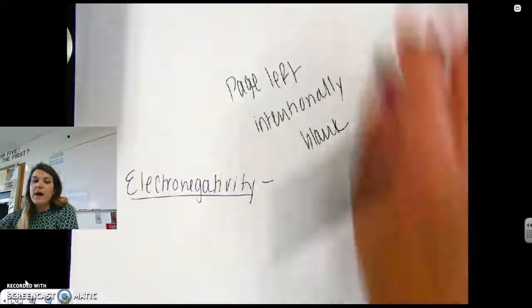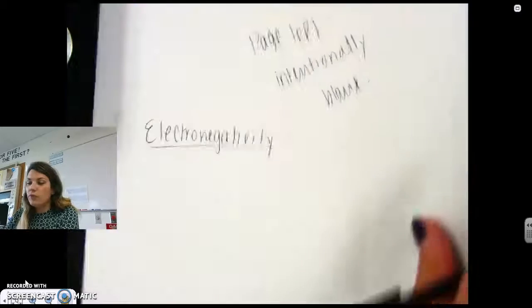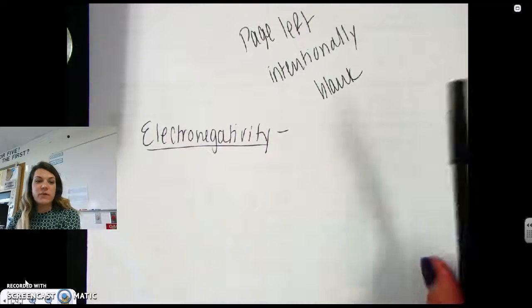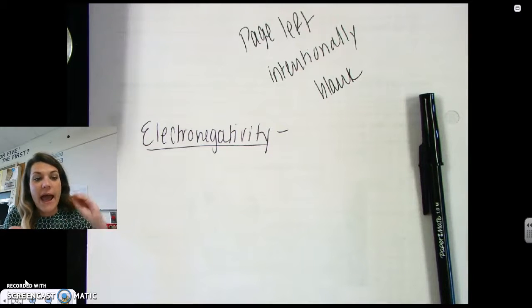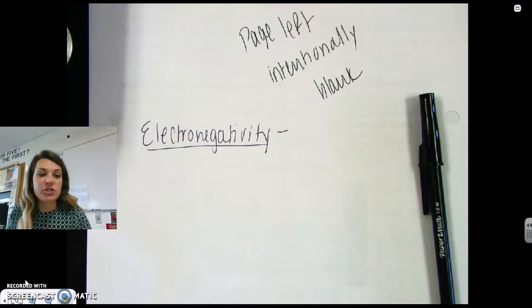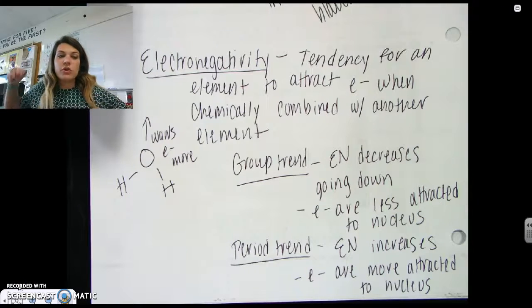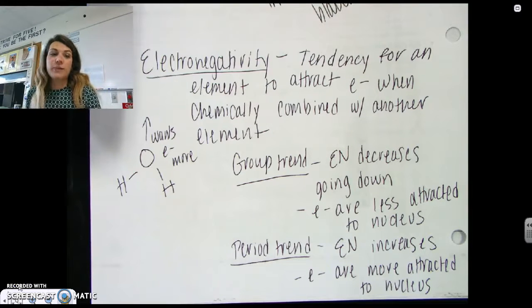Okay. Now, ionization energy dealt with an atom removing an electron from an atom. Electronegativity deals with bonds, okay? So electronegativity is how much an atom wants the electrons while bonded to another atom, okay? So let me write that down for you. Electronegativity is the tendency for an element to attract electrons when chemically combined with another element, okay?